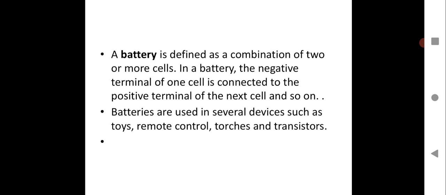And batteries are used in several devices such as toys, remote controls, torches, and transistors. So a battery is required in so many electrical gadgets. Here you have a few examples. You can list down more as you know. You can put down more examples over here. You have to take down all these in your notebook, children. All these concepts are extremely important for this chapter.